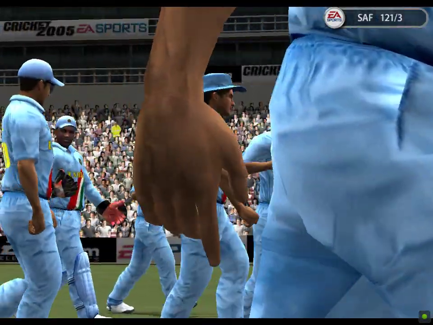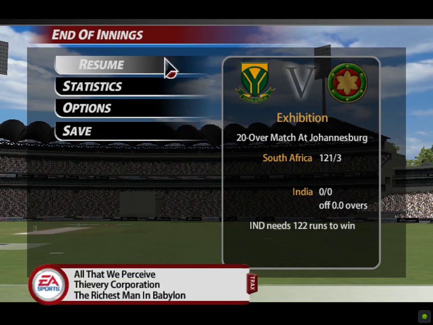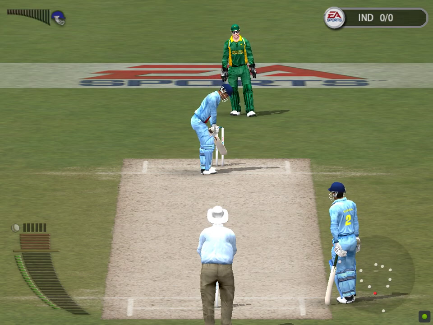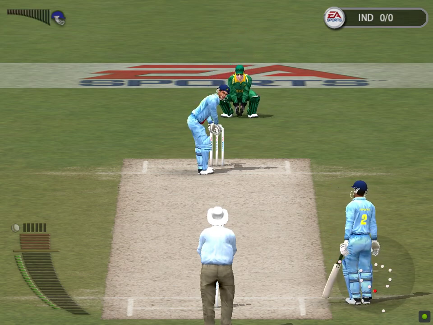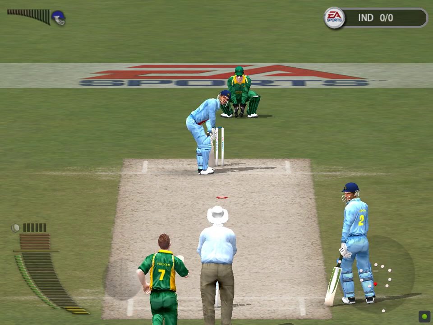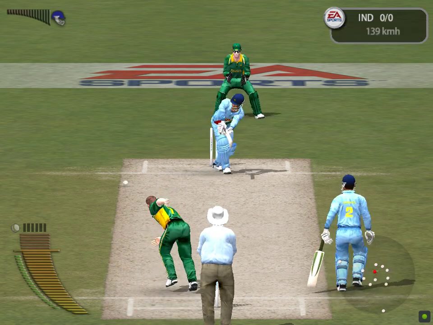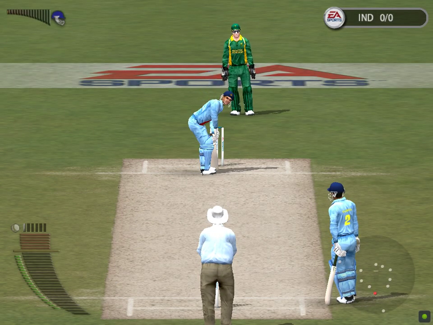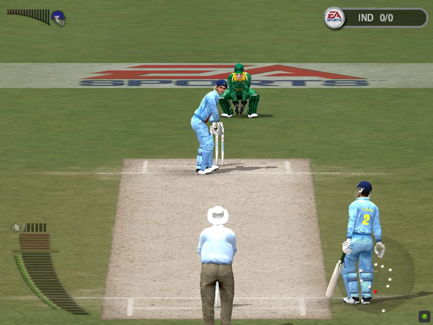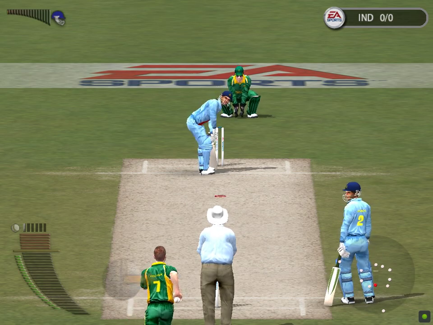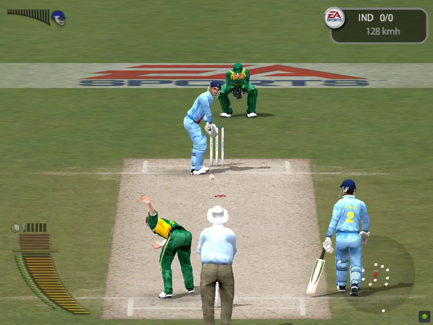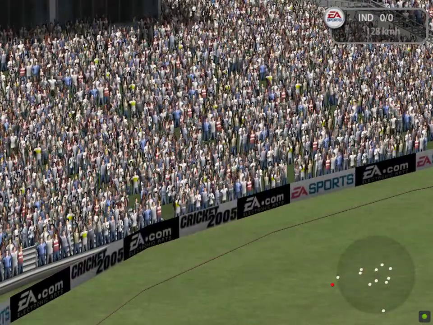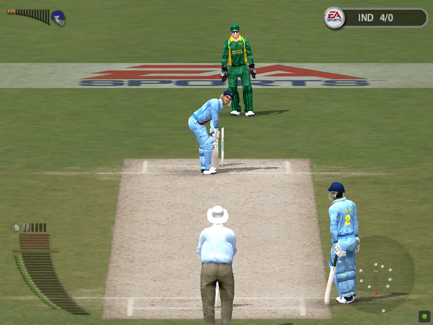The innings is ended with a score of 121. India require 122. Pollock to Gambia. Runs to Gambia. Let's see the action replay of that.